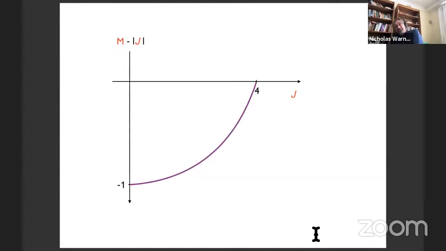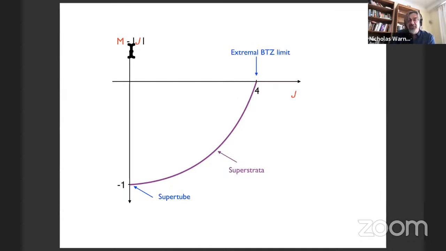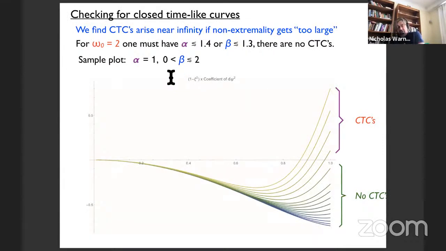If you look at this picture for m minus the magnitude of J, you find that the supertube is down there, the superstratum is that entire curve, and it limits the extremal BTZ up here. The class of solutions we've been finding sit here. Interestingly enough, there seems to be a barrier to going higher. There seems to be a locus of CTCs that occurs about there. We've only got a few numerical examples, but the minute we try to go up here, we run into a CTC problem.